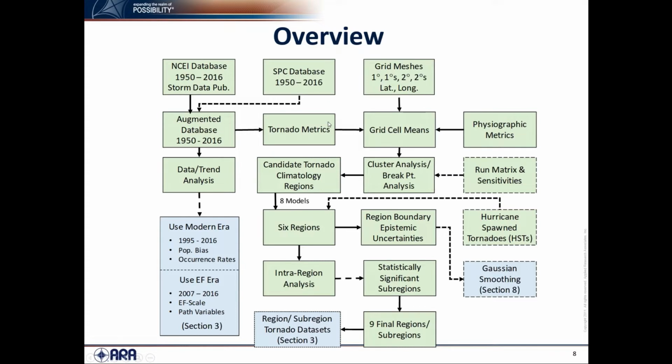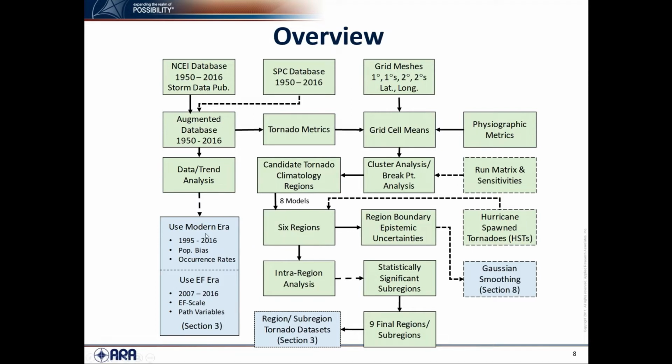We divided up the country into grid cells, 1 degree grid squares. Then we looked at all of the different properties in these grid cells. We did a cluster analysis. Later on, very late in the project, I'm sorry, I'm jumping ahead here. Then we developed some climatology regions, and for each of those regions, we looked at the uncertainties of the boundaries. We looked at some interregion analysis, and in a couple of cases came up with some subregions, and ultimately developed 9 final regions which we then used going forward to create the climatology.